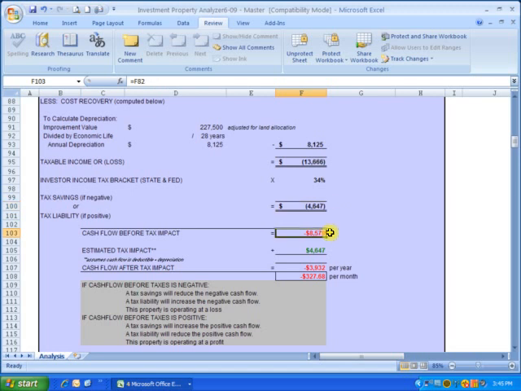So in summary, you'll see that this investor in this example, before any tax savings, is a negative $8,579. But we can estimate they will receive back approximately $4,647 when they do their tax returns, resulting in cash flow after tax impact of negative $3,932 or $328 per month.